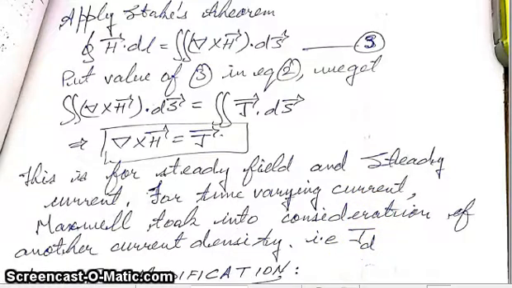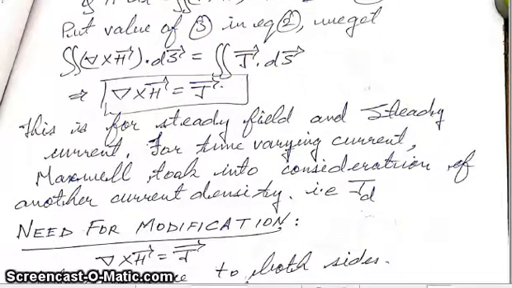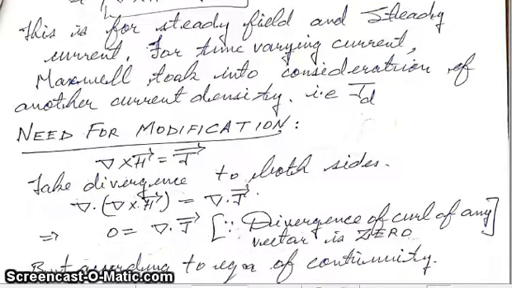Maxwell took this into consideration. Why is there a need to modify this equation? What is the need? Let us make a heading, need for modification. We again take this equation, del cross H vector is equal to J vector. Now take divergence on both sides. If we take divergence, del dot of this side is equal to del dot of that side, right? Del dot of del cross H vector.